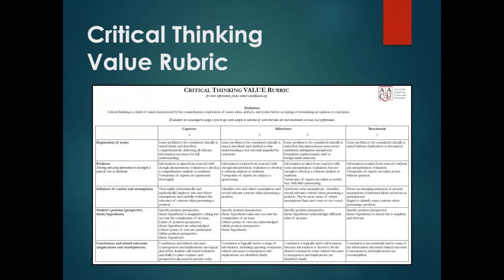You can see here we have the explanation of issues, the evidence, influence of context and assumptions, student position, and conclusions and related outcomes. The highest score a student could get was a 4, all the way down to a 1. And I've got to tell you, we had English classes, business classes, automotive classes, a psychology class. This was kind of brutal. We had a whole stack of papers, each about a different serial killer, and we had to go through and read them all. Many of them were very good, but we were not disappointed when that pile was gone.